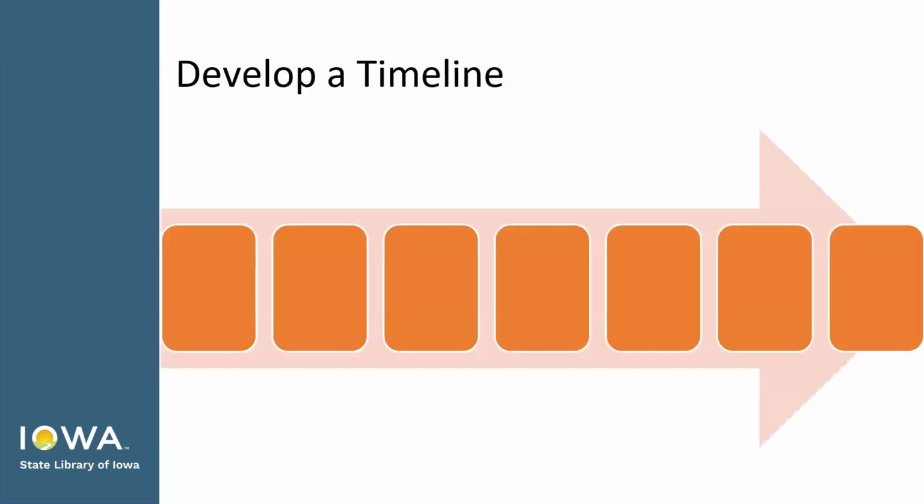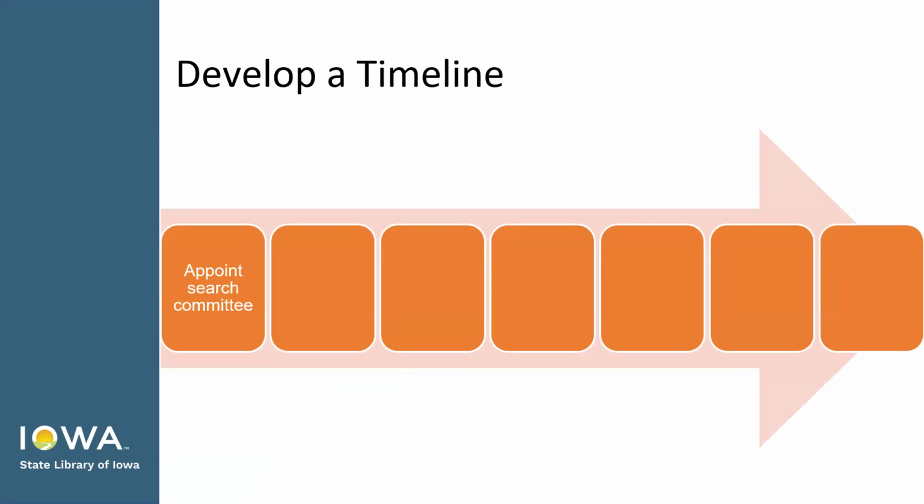Next, you'll want to develop a timeline which incorporates other aspects of hiring that you'll want to think about. Let's build that timeline now. The board as a whole can function as a search committee, but an alternative is to form a committee of board members with fewer members than would constitute a quorum. If a search committee is appointed, be sure the duties of the committee and the deadlines are clear.